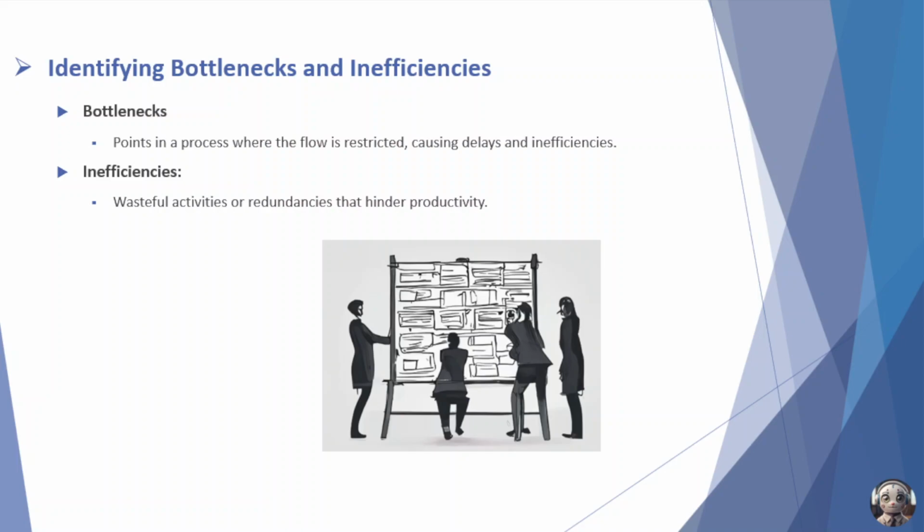Identifying bottlenecks and inefficiencies within an organization is crucial for ensuring smooth operations and maximizing productivity. One way to identify bottlenecks is by closely monitoring the flow of tasks and processes, looking for areas where work tends to pile up or where there are frequent delays. This could be through analyzing data on process times, observing workflow patterns, or gathering feedback from team members about where they encounter the most obstacles.